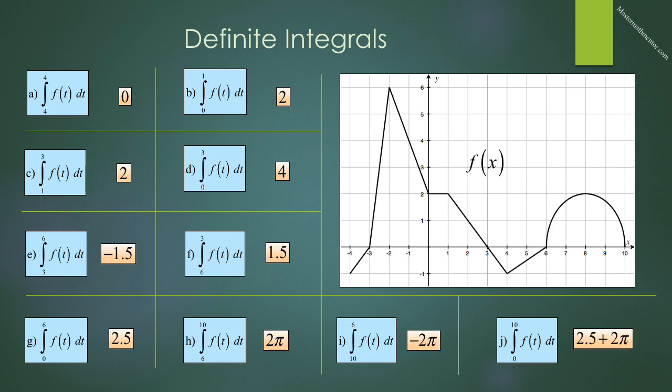I asks for the integral from 10 to 6 of f of t dt. Since part H had the integral from 6 to 10, then the integral from 10 to 6 is negative 2 pi. And J has the integral from 0 to 10 of f of t dt. We've calculated the integral from 0 to 6 in part G and 6 to 10 in part H, and therefore your answer is simply 2.5 plus 2 pi.